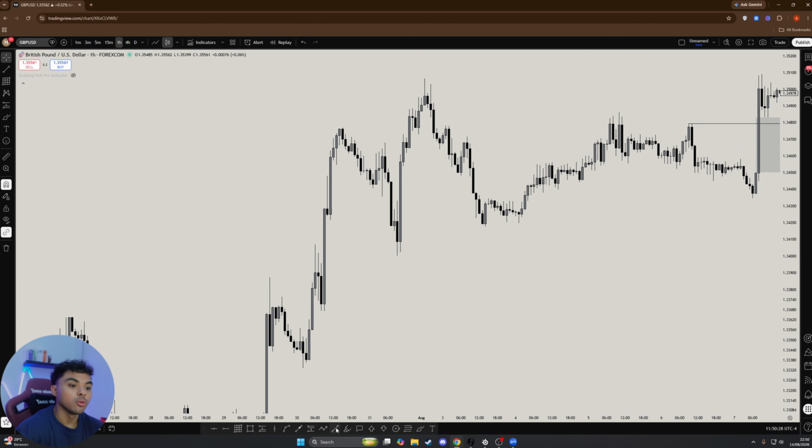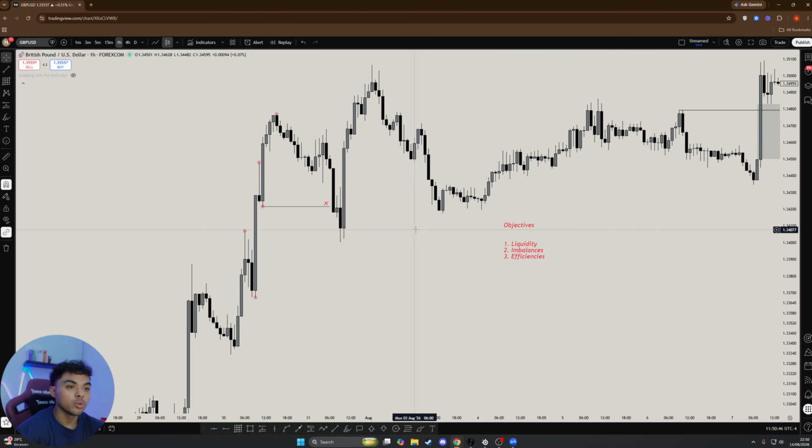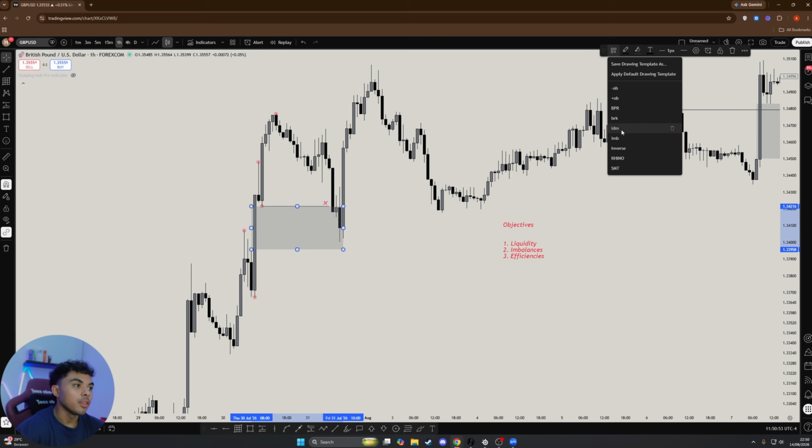First things first, if we were to mark our market structure, how will it look like? There you go. External structures, right? Nice, everything good. What do you have here? These external structures, they act as external liquidity, right? There you go. Liquidity there, external liquidity gets taken. Let's put this thing here. Objectives, liquidity, good. Price has taken the liquidity. We have imbalance, good. That is nice.